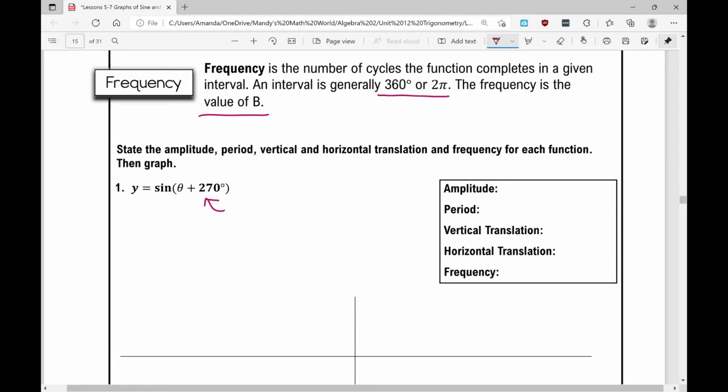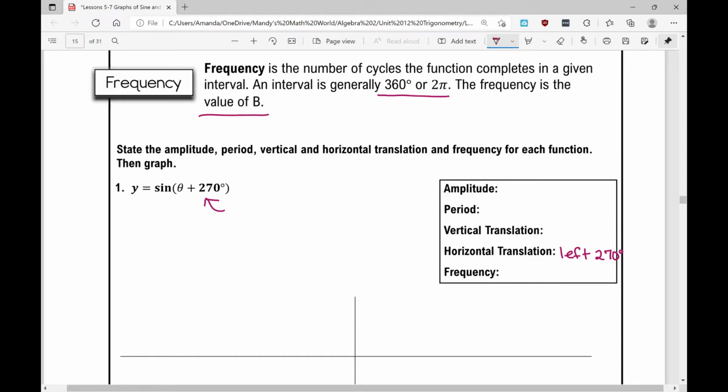So recall, just like in all the other functions that we've talked about this year, that plus 270, if it's a horizontal shift, I'm moving right or left. Plus 270, which way am I moving? I'm moving to the left. So I'm going to be moving to the left 270 degrees, and that's where I'm going to start my graph of sine. And I like to graph one cycle to the right and one cycle to the left of that center line.